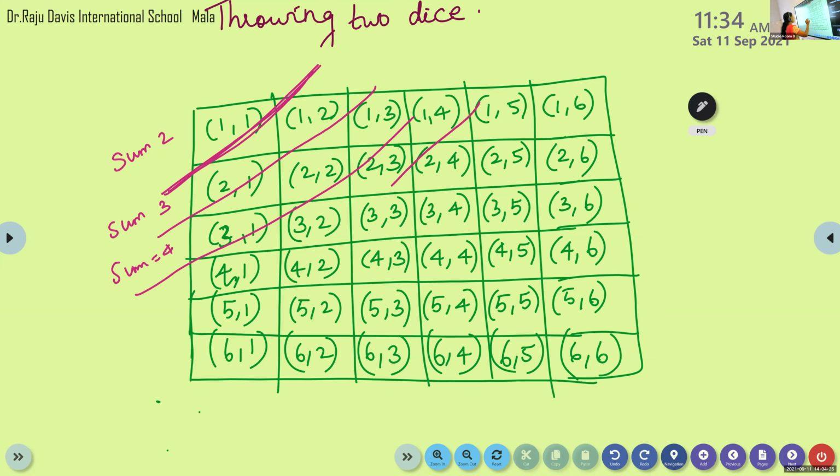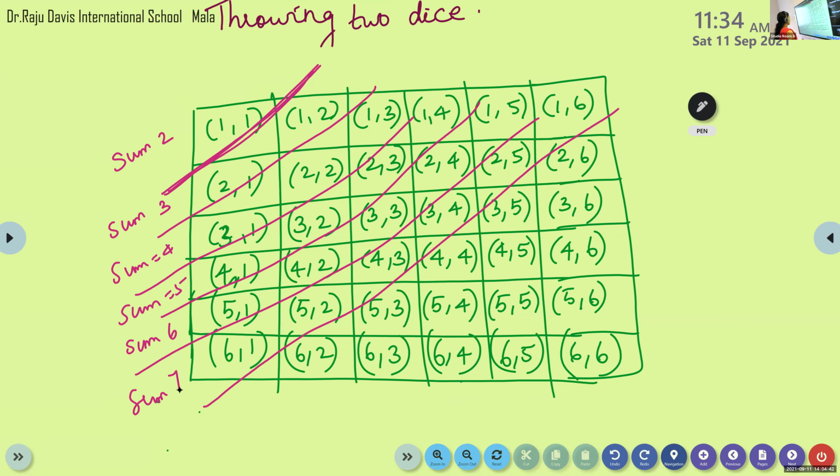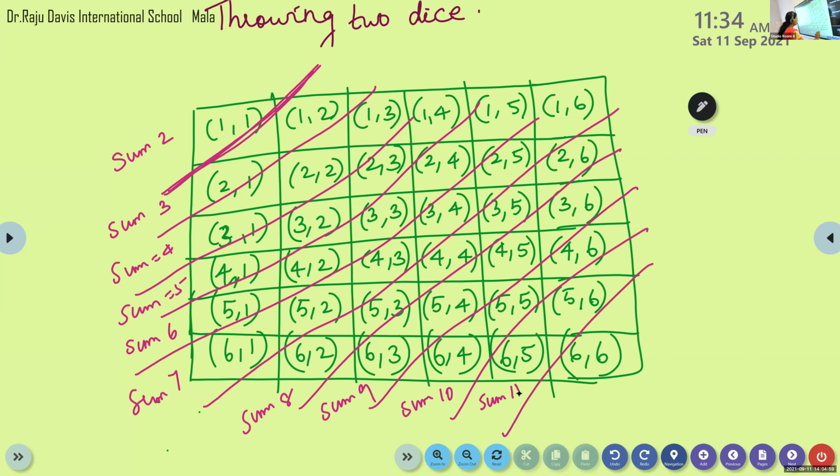If you take these cases, you'll get sum is 5. If you take the elements along this, sum will be 6. And here, sum is 7. If you add the numbers, you'll get sum is 7. Now look at the next case again here. Sum is 8. If you take this, sum is 9. Here, sum is 10. If you add along this, sum is 11. Sum is 12. Okay. If you know this concept, we can answer the remaining questions easily.